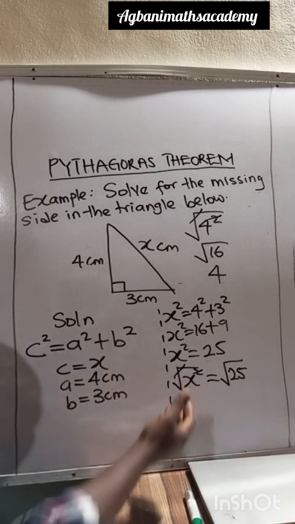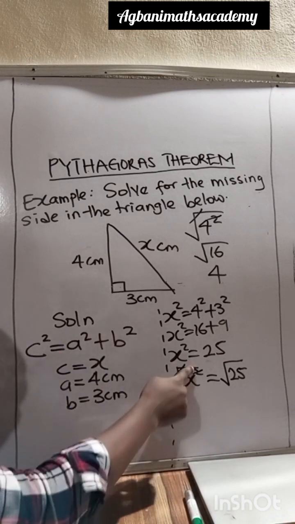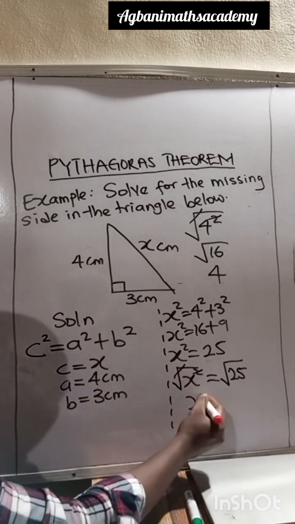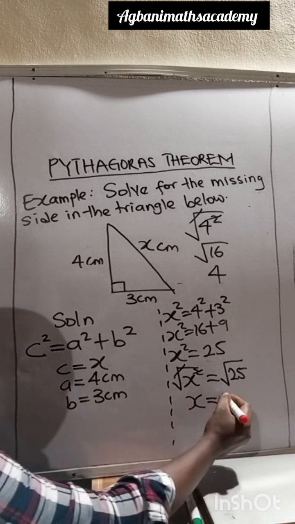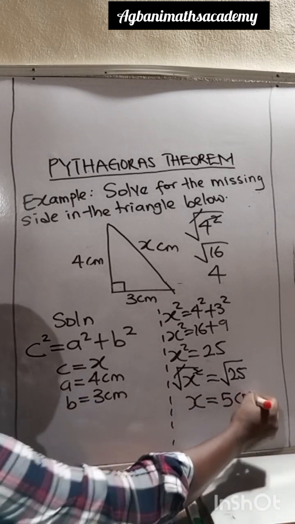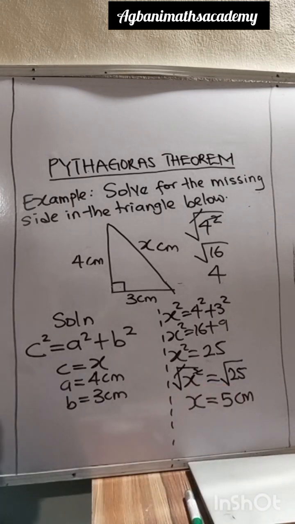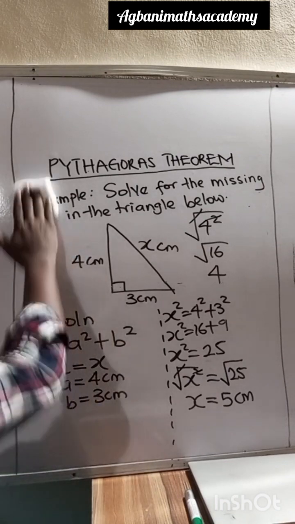So that is the same principle that applies here. Square root of x squared is simply x. It's equal to square root of 25, which is equal to 5. So the length of the hypotenuse is equal to 5 centimeters. Very simple. So let's solve another question.